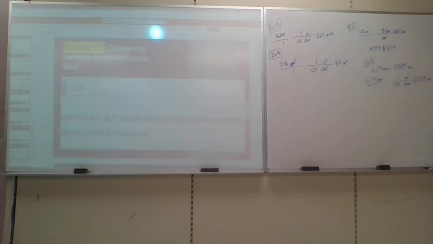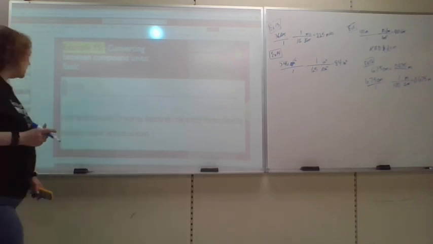Example 15. We're going to be converting between compound units, which is basic. We have a cyclist that rides a bike at a rate of 21 miles per hour. What is the rate in miles per minute? And how many miles will be traveled in 15 minutes? So there are two questions being asked here.